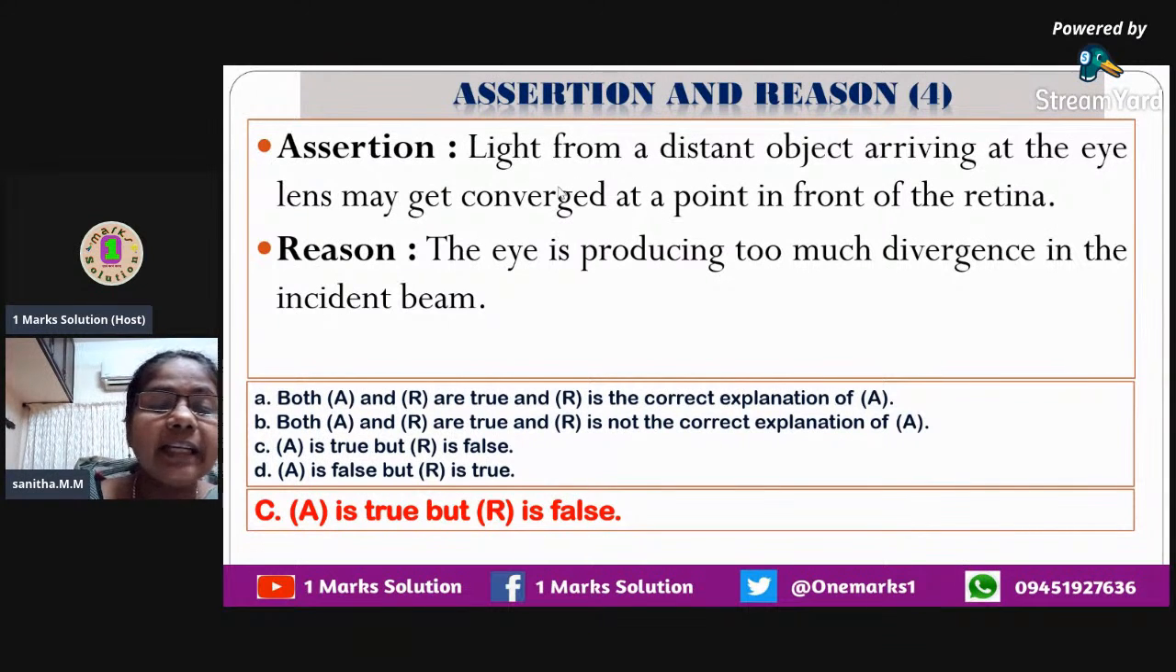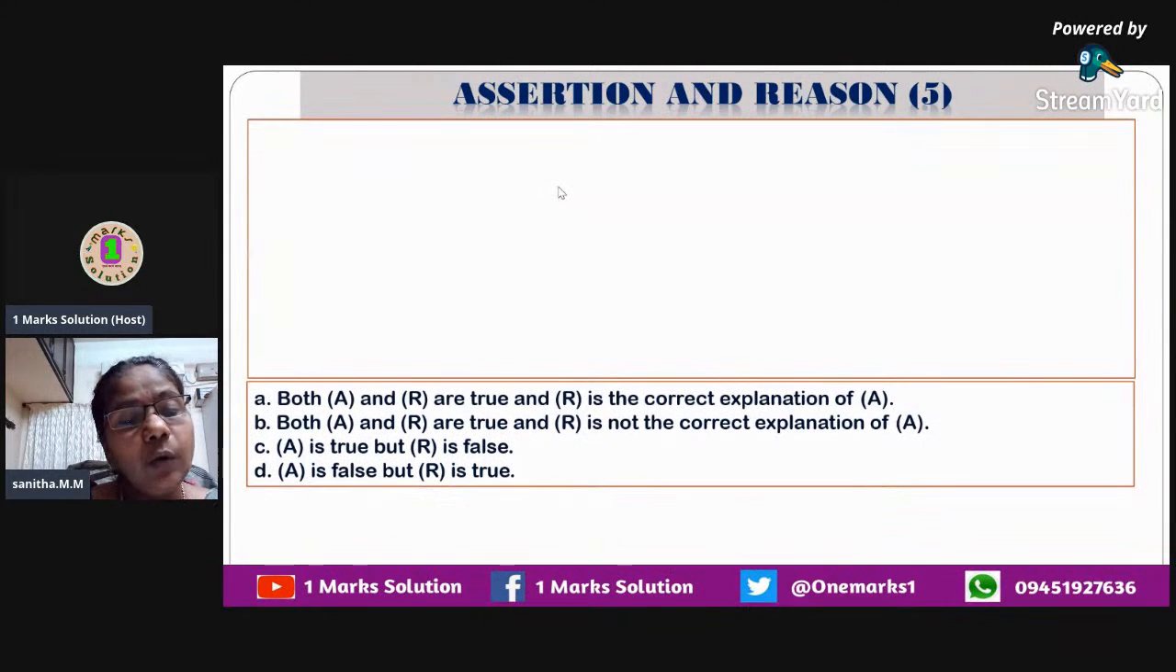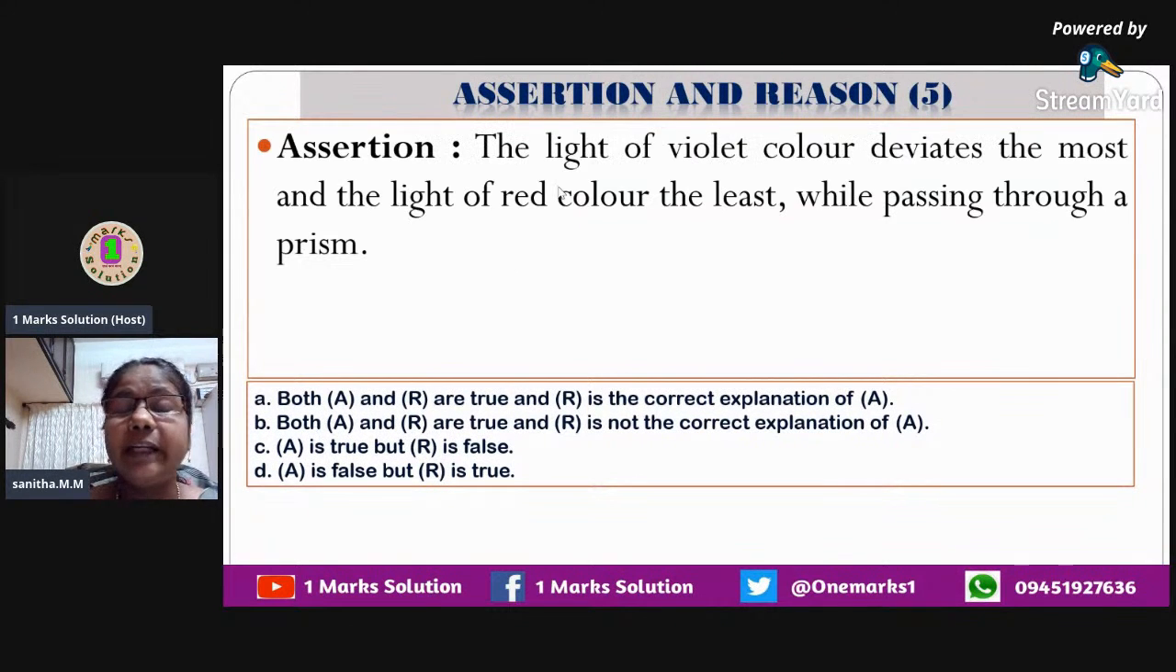But the reason says the eye is producing too much divergence, is it okay? No. If it is too much divergence, we won't get the correct image. So the reason is false. So which is the answer? The option is C. A is true, but R is false. Now we can go for the next one. You're studying the human eye, isn't it? In biology also. So please study thoroughly about the human eye. You should know that we are using our eye, isn't it? Now let us move on to the next one.